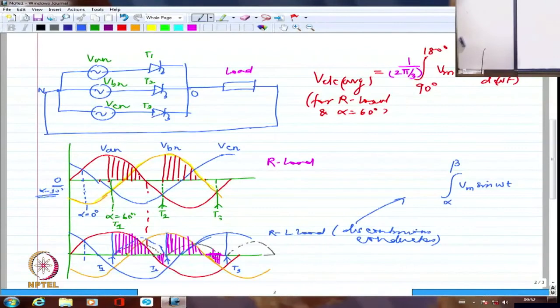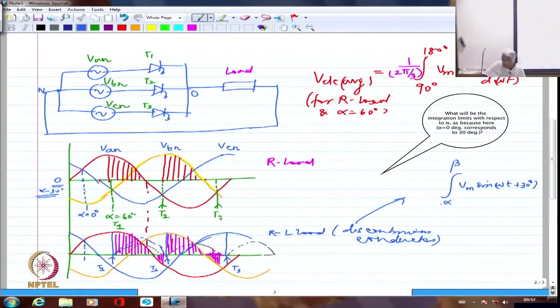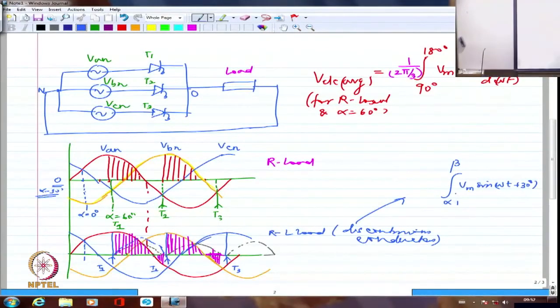I have to write it properly because there I am taking this as 0. Or if you want to put it as omega t, I put this as alpha plus 30. You put it that way otherwise. So that is the reason why I would rather like to make the change here rather than making the change there.